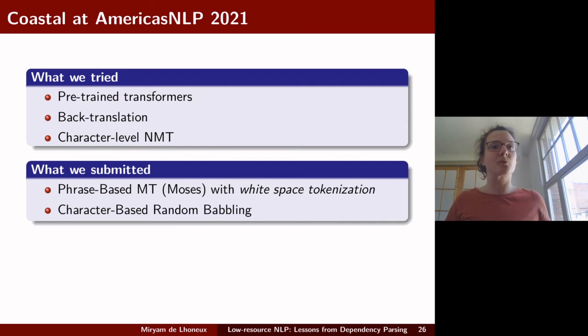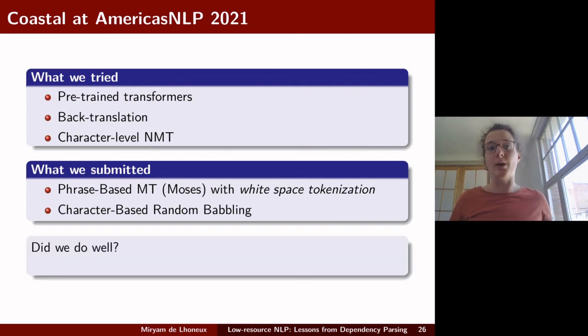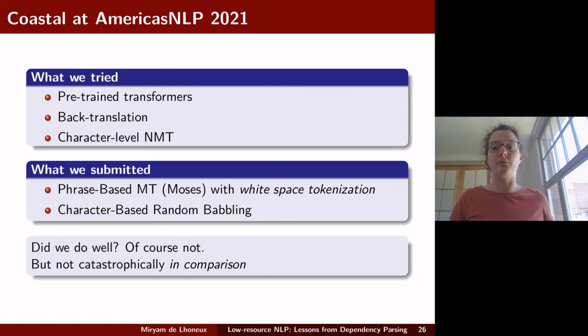But we also tried a character-based random babbling baseline, and there we're really just building a kind of language model, and we're not even conditioning the translation on the source sentence. So really this was meant to be a very, very low baseline. So how did we do? Well, obviously we did not do well at all. However, we did not do as badly as we expected compared to other teams and also other baselines.